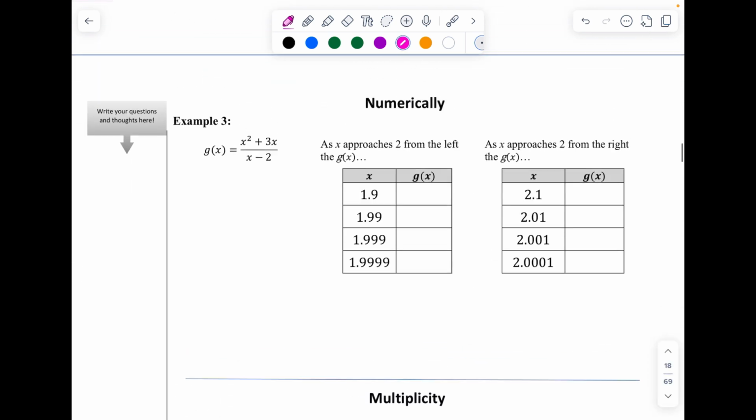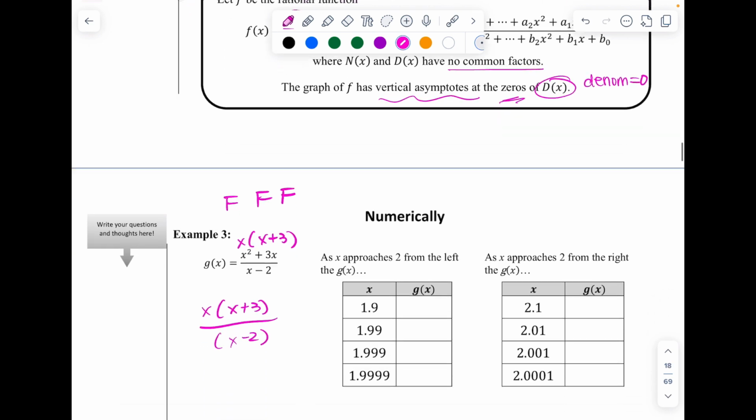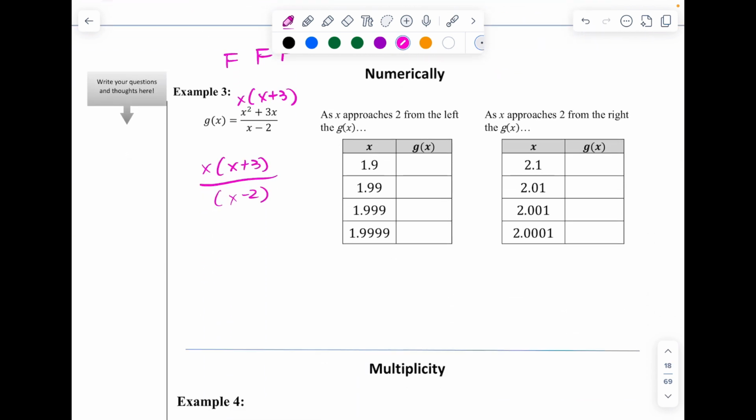Okay, so numerically, what would that look like? Let's talk about it. If I'm looking at this, remember, again, factored form first. Let's factor g of x. If I take out an x here, we get x plus 3. So we've got x times x plus 3 all over x minus 2. Okay, so let's plug that into our calculator. Let's pull that back up. Here we go.